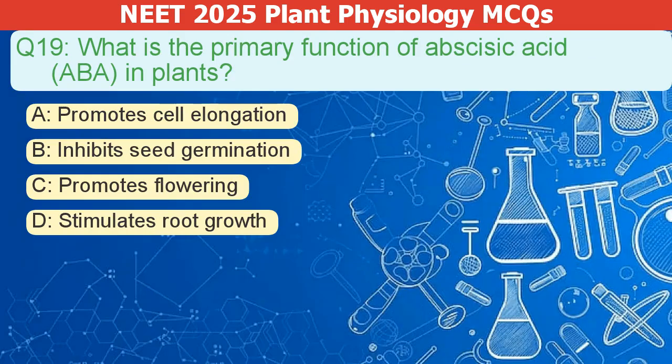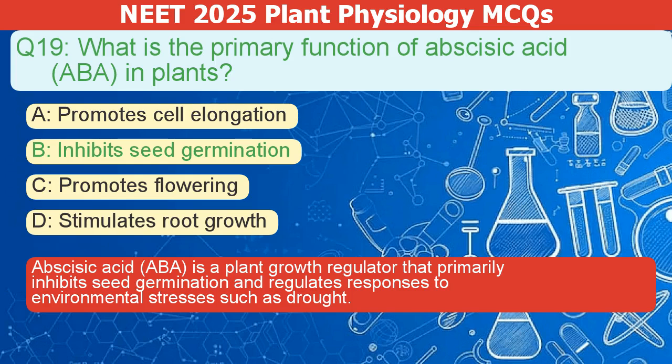What is the primary function of abscisic acid, ABA, in plants? A. Promotes cell elongation. B. Inhibits seed germination. C. Promotes flowering. D. Stimulates root growth. The correct answer is B. Abscisic acid, or ABA, is a plant growth regulator. It mainly inhibits seed germination, and it regulates responses to environmental stresses, like drought.